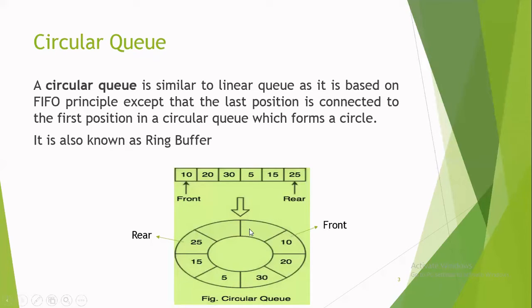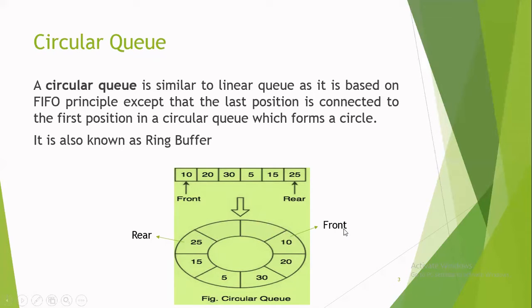Still, there are 2 empty memory locations. You can insert another 2 elements into this circular queue. Here you can notice the last and the first locations in the circular queue are considered neighbors. Hence, it got the name circular queue.